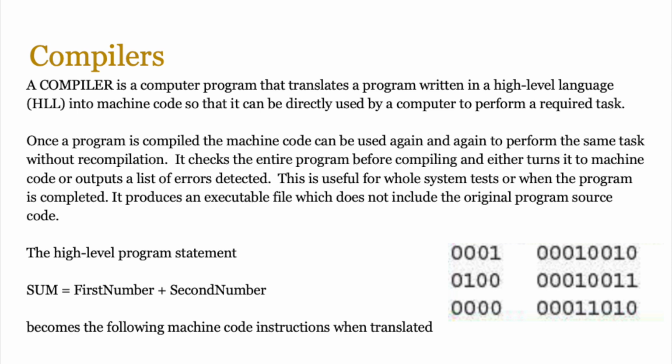However, there is a special type of translator called a compiler, which translates a program written in high-level language into machine code, so it can be directly used by a computer. Now, once a program is compiled, the machine code can be used again and again to perform the same task without recompiling it. A compiler checks the entire program before compilation and either turns it into machine code or outputs a list of errors that it's found in the code.